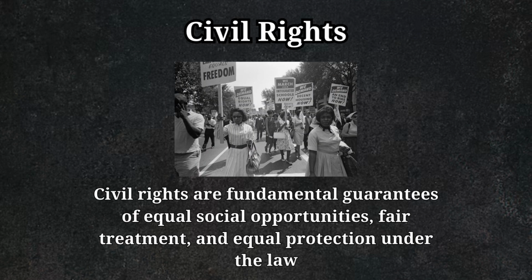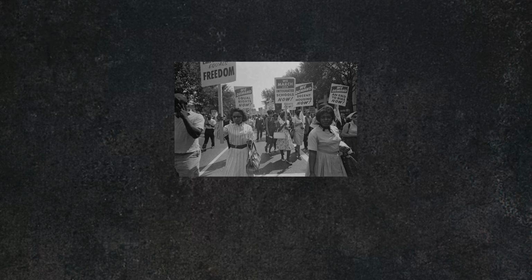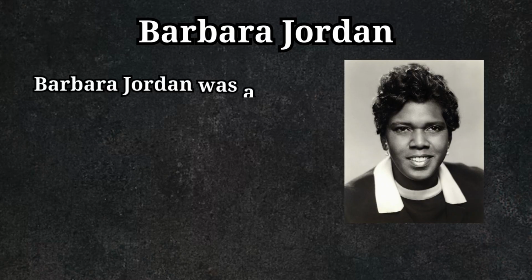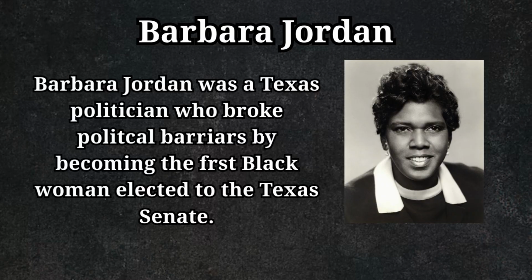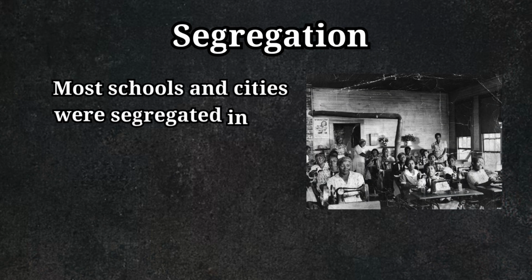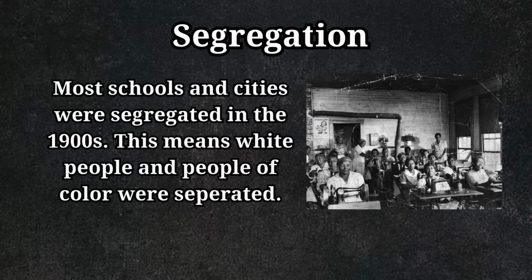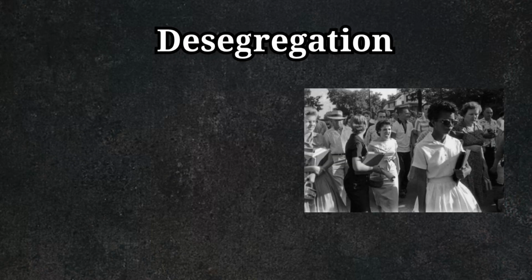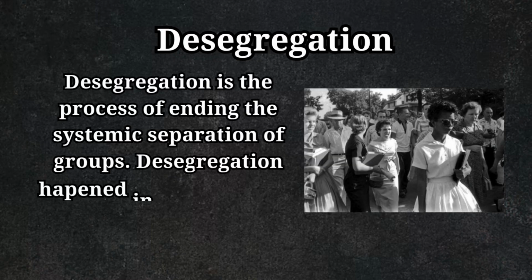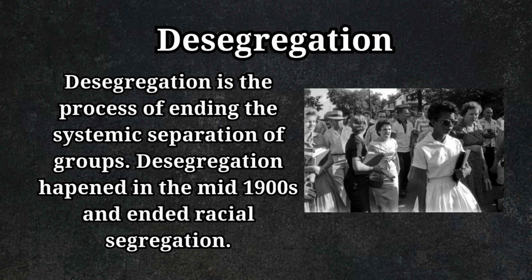Civil rights are fundamental guarantees of equal social opportunities, fair treatment, and equal protection under the law. Barbara Jordan was a Texas politician who broke political barriers by becoming the first black woman elected to the Texas Senate. Most schools and cities were segregated in the 1900s. This means white people and people of color were separated. Desegregation is the process of ending the systemic separation of groups. Desegregation happened in the mid-1900s and ended racial segregation.